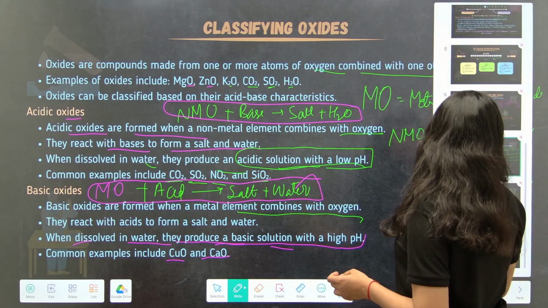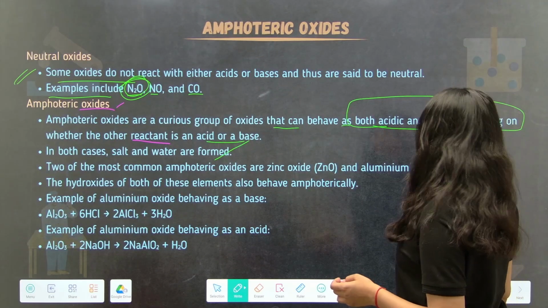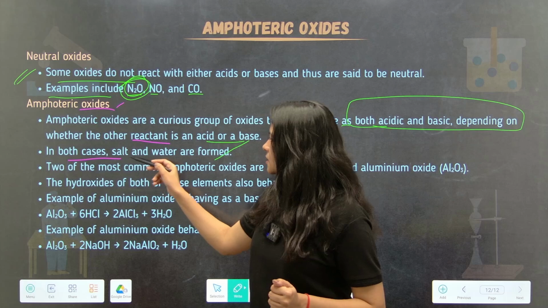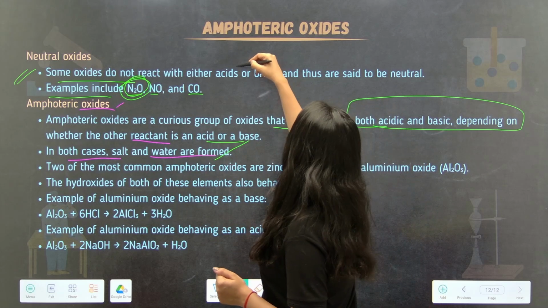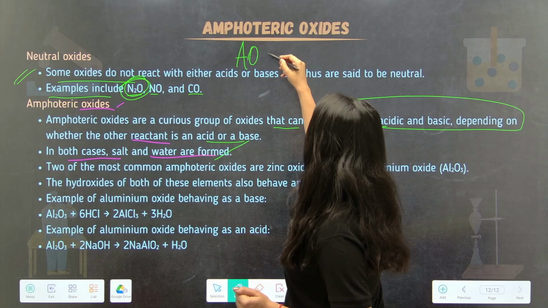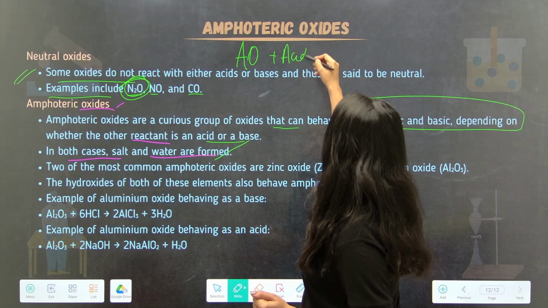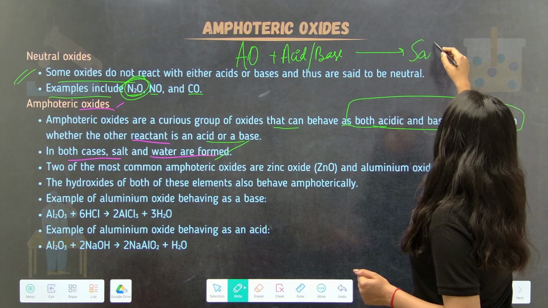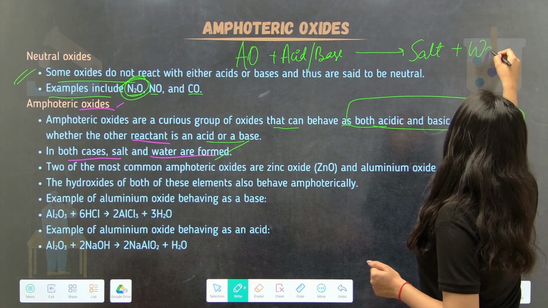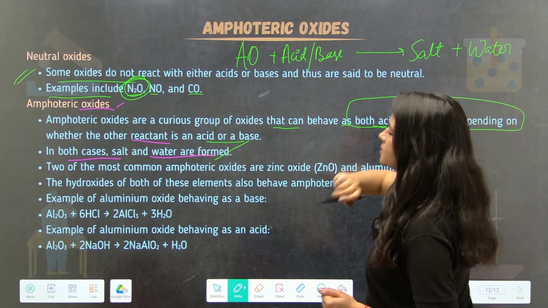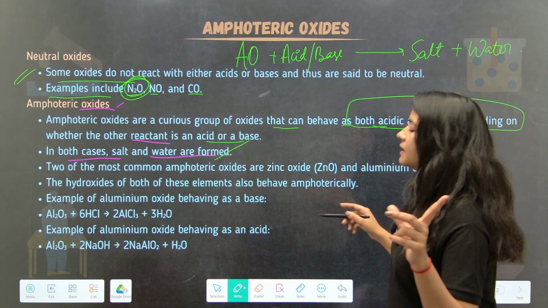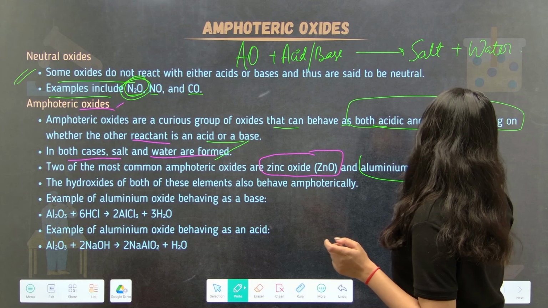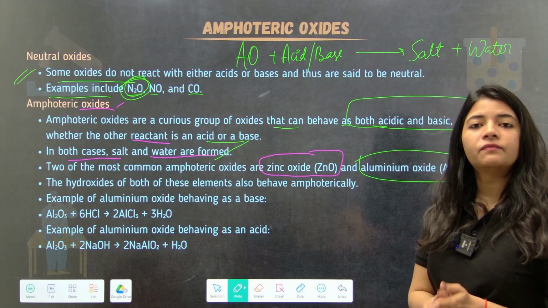So similarly, what are amphoteric oxides? The ones which can react with acid and base both to give salt and water. In both cases, salt and water are formed. For example, let's say amphoteric oxides are AO plus, either we make them react with acid or with base, we will get the same salt and water. Next, two of the most common amphoteric oxides, very important: zinc oxide, which is ZnO, and aluminium oxide, Al2O3. They both are amphoteric oxides.